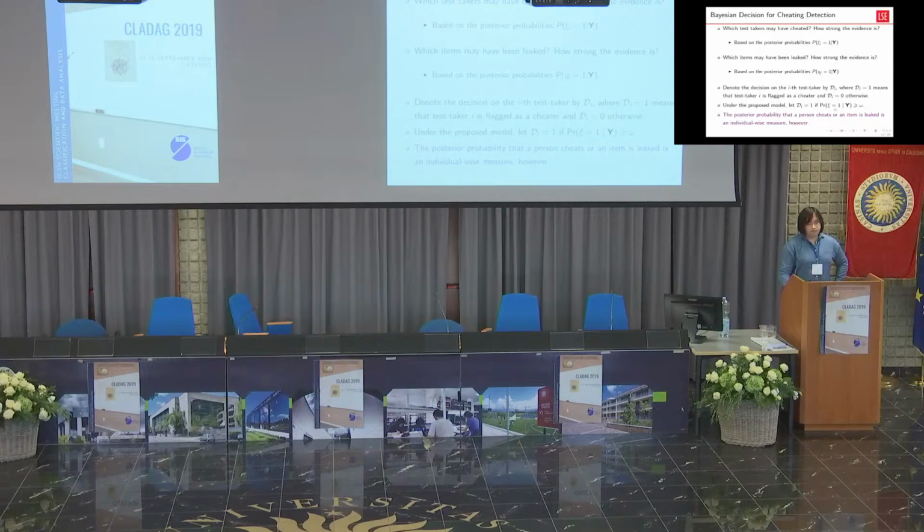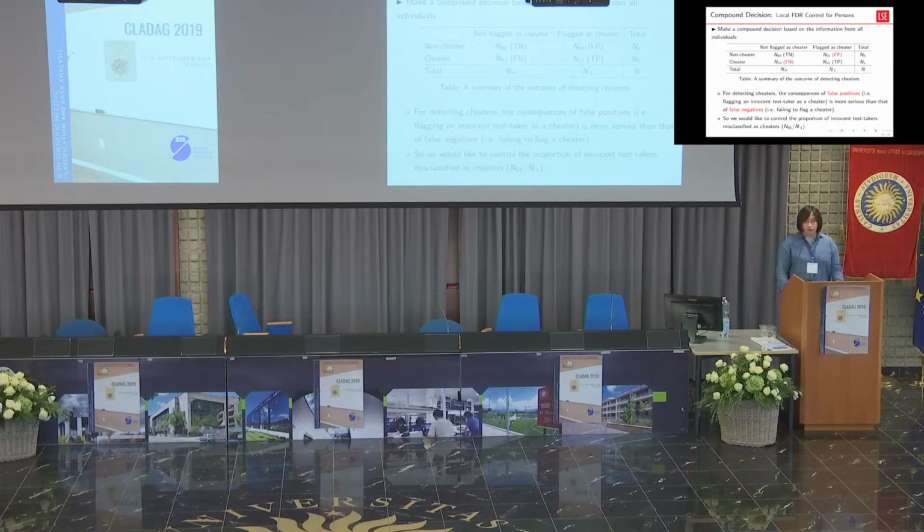So this is a decision based on a single case. For example, if D_i is 1, it means that test taker i is flagged as a cheater, because maybe the posterior probability is above some threshold, omega. Sometimes people use 0.5 as a threshold and classify the people whose posterior probability is above that level as cheaters. But that criterion is just individual-based. So if we want to use all the information contained in all the people and all the items, we have to develop the compound decision framework.